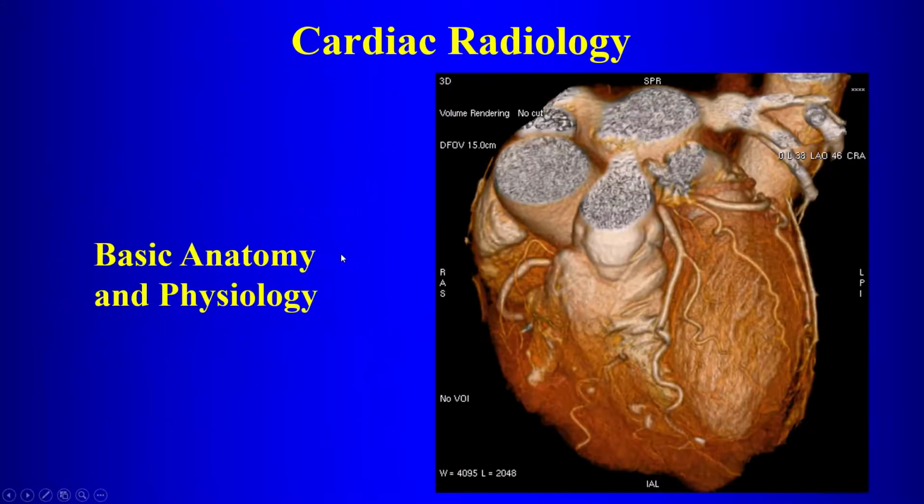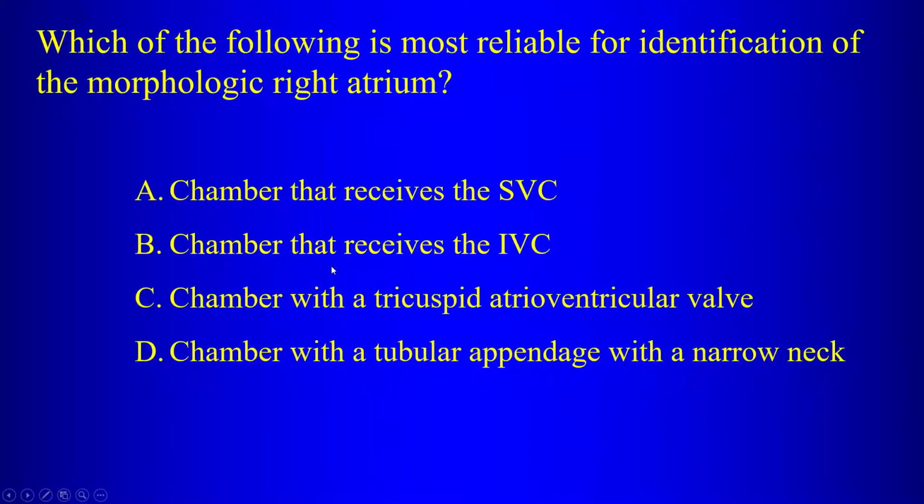So our first talk here will be on basic anatomy and physiology, and it is important to be able to differentiate the morphologic atria from the anatomic atrium, especially when you're dealing with complex congenital heart disease. It's not always the case that the atrium on the right side is the morphologic right atrium. So we'll start with this question: which of the following is most reliable for identification of the morphologic right atrium? And it turns out that the answer is the chamber that receives the inferior vena cava.